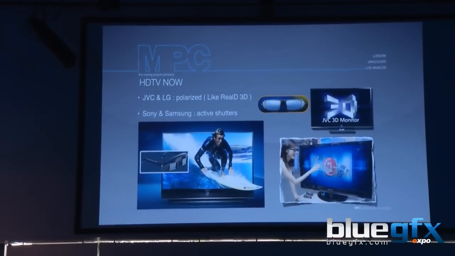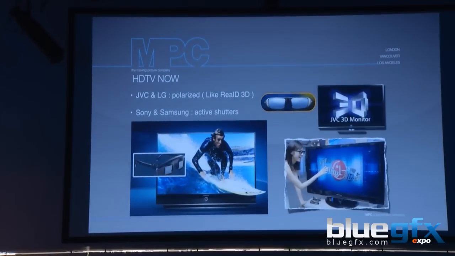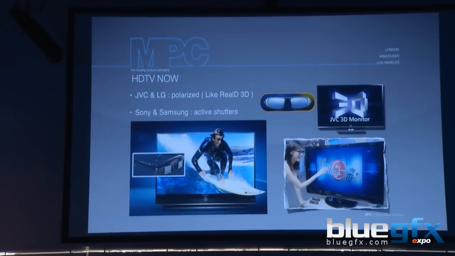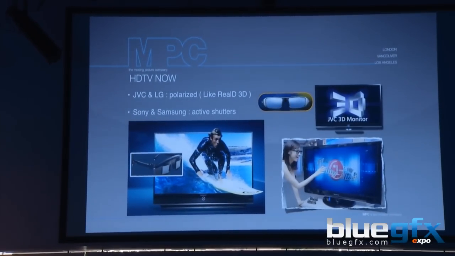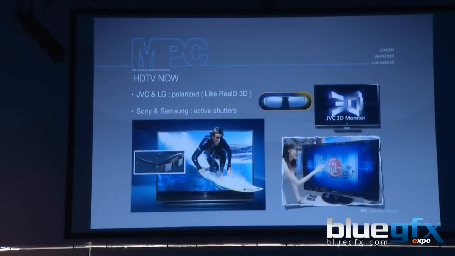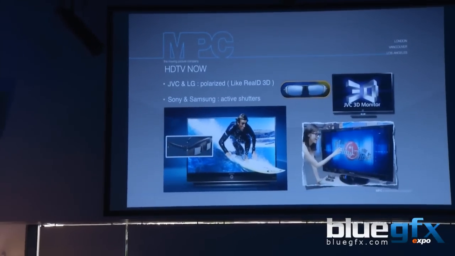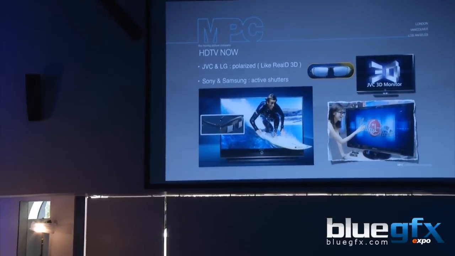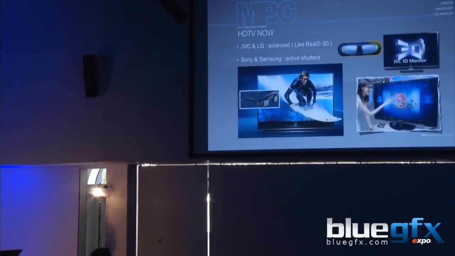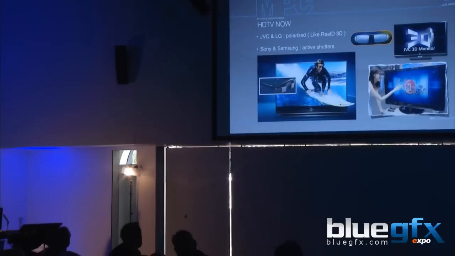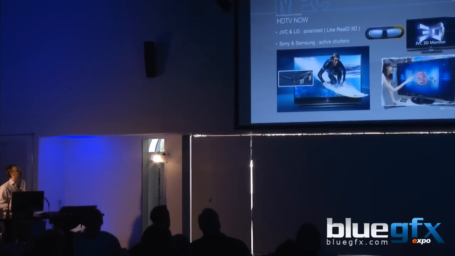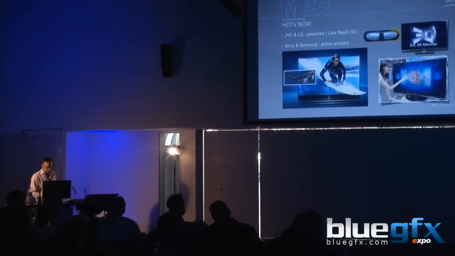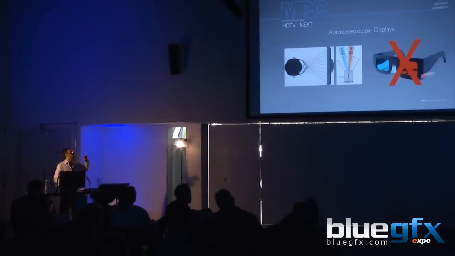So you have two types. Polarized, which is similar to what RealD does, but they are half resolution, so one line for one eye, one line for the other. It's a bit like interlaced. And then you have Sony and Samsung that prefer active shutter, which is a bit like the NVIDIA solution. Really high refresh rate with blinking glasses. And they do a little bit of strobing. The new ones get better, but we don't use them too much in film, so I won't comment.